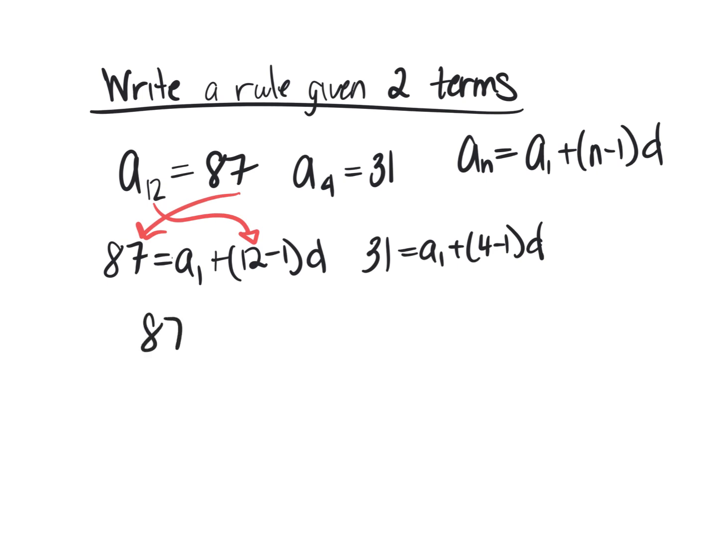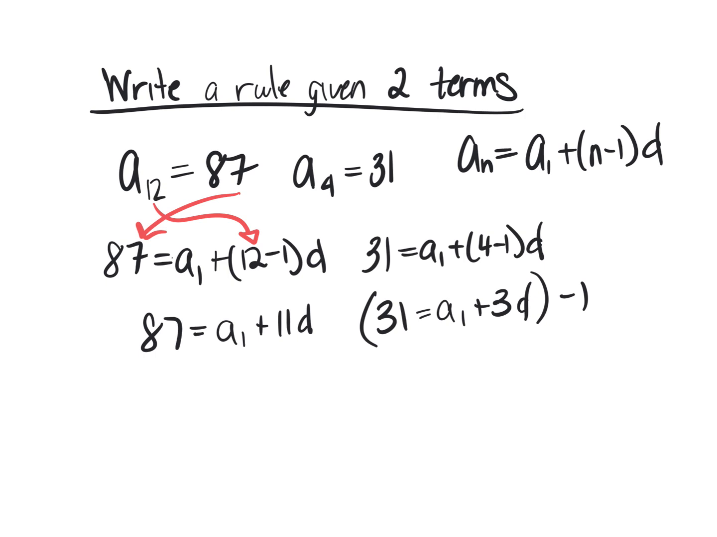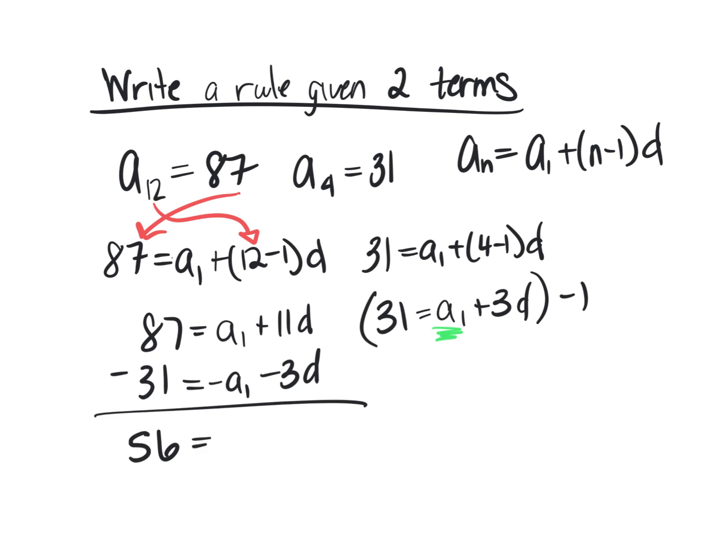Well, I can simplify. 87 equals A1 plus 11D, and 31 equals A1 plus 3D. So I have 2 equations with 2 variables. System of equations, let's use elimination. It's a lot easier than substitution. Multiply by a negative 1, and we get negative 31 equals negative A1 minus 3D. We always want to try to eliminate the A1 because it's never going to have a coefficient. So all we have to do is multiply one of the equations by a negative, add it together, we get 56 equals 11 minus 3. The A1's cancel. 11 minus 3 is 8D, and D equals 7.